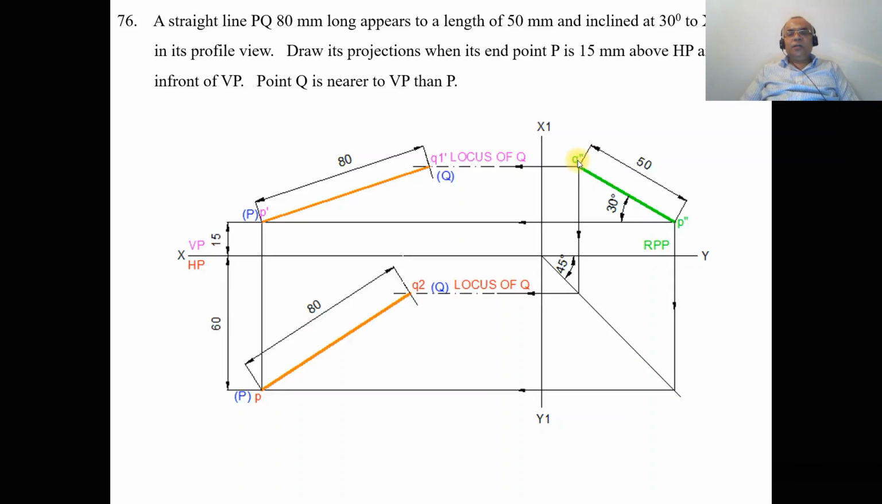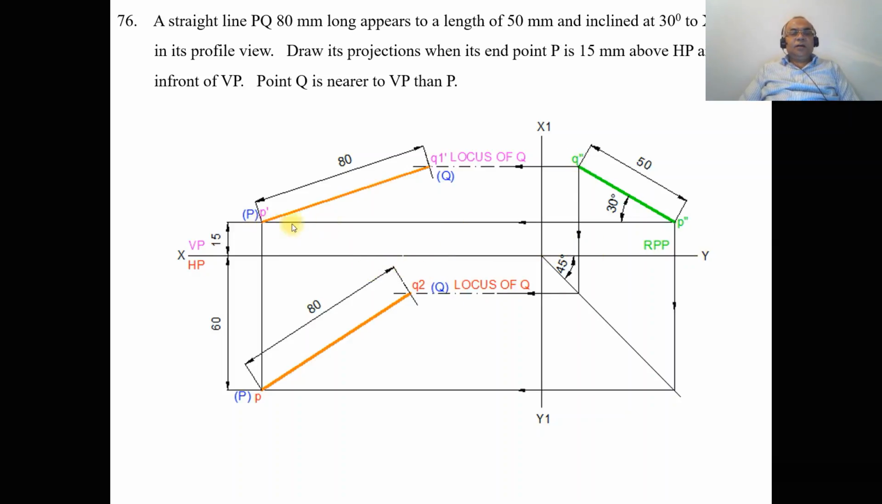So now you got the profile view. Join P double dash and Q double dash with a dark line. Then draw a vertical projector from Q double dash to the 45 degree line, and from here draw a horizontal projector to the top view. Similarly, from Q double dash draw a horizontal projector to the front view, that is, to the vertical plane. As we don't know the distance with respect to the profile plane, you consider the furthermost point because Q has to come on this side, since it is said that Q is nearer to VP than P. So Q double dash is nearer to VP, meaning the X1Y1 line, so it is nearer to VP than P.